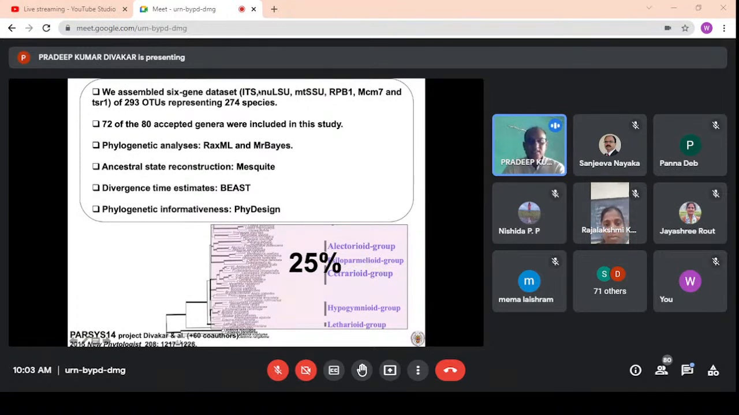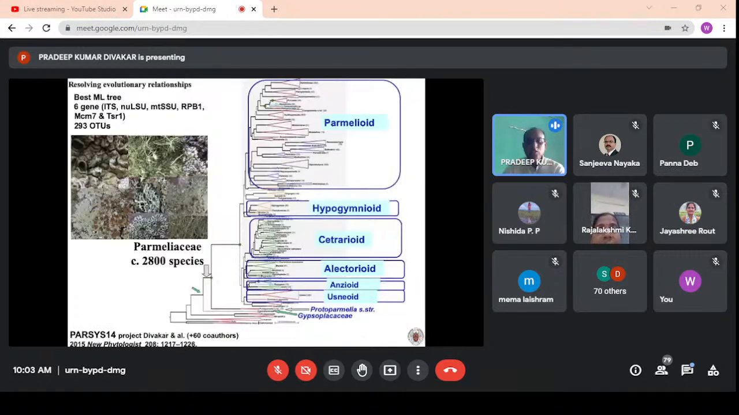The total number of species we analyzed was 274, representing 72 out of 80 accepted genera in this family. So our main focus was to know whether all the genera, described in combination, are monophyletic and what their phylogenetic relation was. It was analyzed using different approaches in the phylogeny, and then we reconstructed the ancestral state, the divergence time estimate, and also the phylogenetic informativeness. And these are the results that you could see in this group.